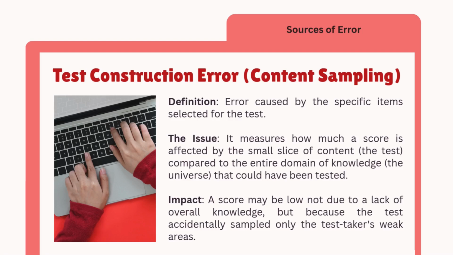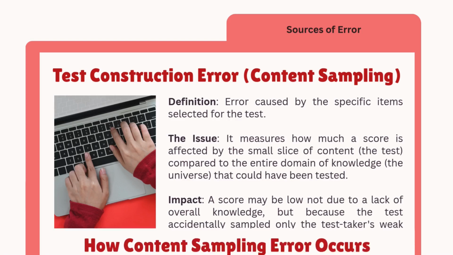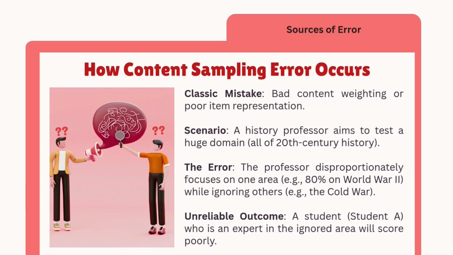So here is a behavioral example of how this could happen. The classic scenario for this, as mentioned, involves bad content weighting or poor item representation. So let's say in this scenario, you're a history professor who is crafting a final exam designed to cover all of the 20th century history. So this is the universe or domain, and the domain is huge. This covers world wars, the Great Depression, the Cold War, civil rights, and so on.